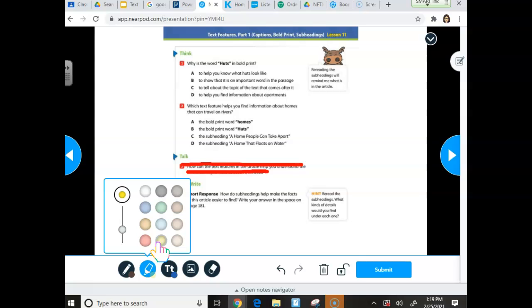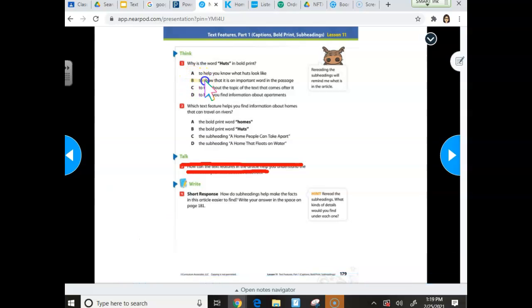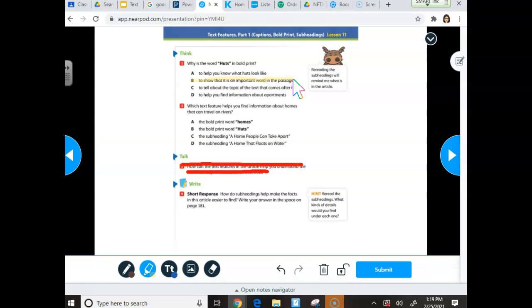So which one of those choices tells us that? B, to show that it is an important word in the passage. That's the whole point in it being highlighted. It's showing us it's important. Pay attention to it.